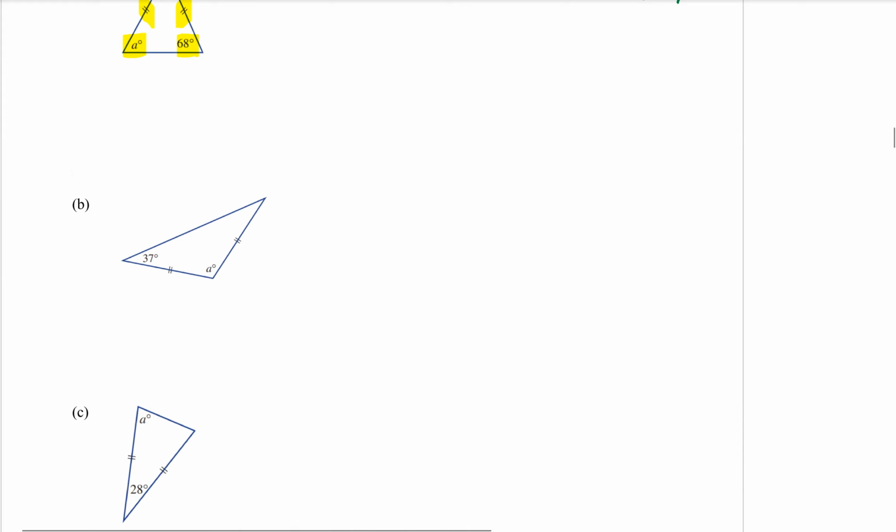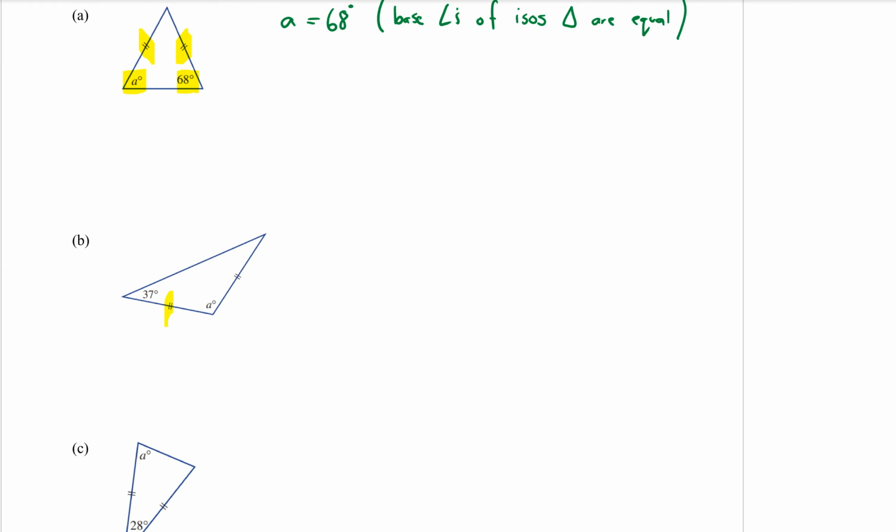In B, we have an isosceles triangle again, so these sides must be the same. That means that 37 must be the same as this blank spot here. So I'm going to write that missing number 37 must also go there. Now what I can do is I can use the angle sum of a triangle to find the A that I actually want over here.